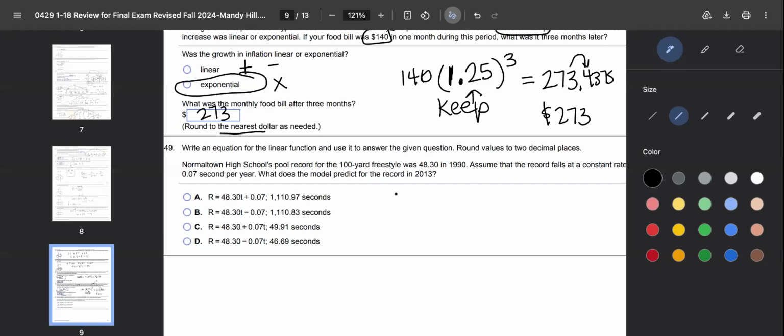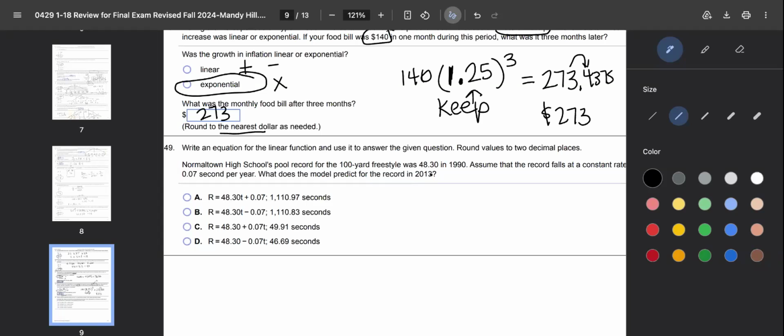Normaltown High School's pool record for the 100-yard freestyle. I think that's crazy in Arkansas. Like, we don't have very many swim teams, I don't think, but I do think across the country they do.